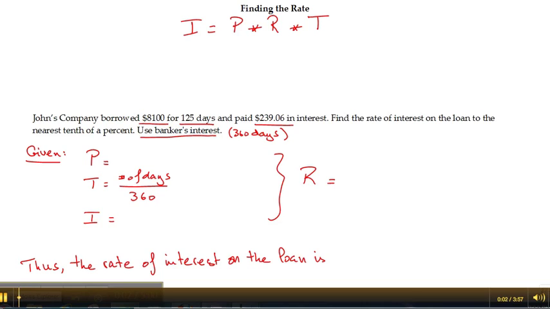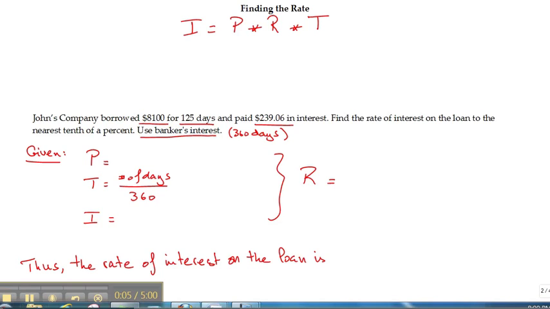Hello, in this video we learn how to find the rate given the principal, the time, and the interest earned. So the formula from before, we have interest is the principal times rate times time, and in this case we need to find what is the rate, leave the rate by itself.